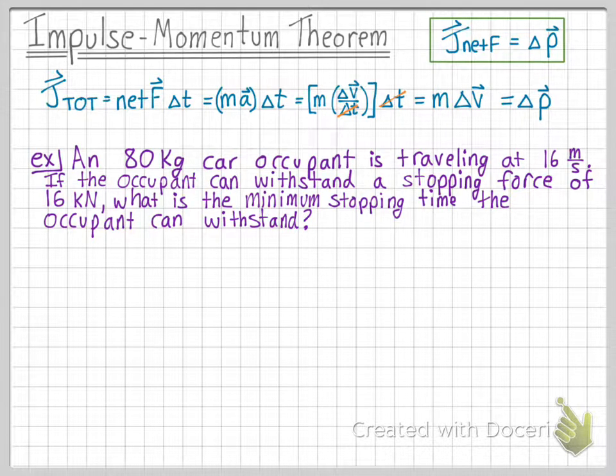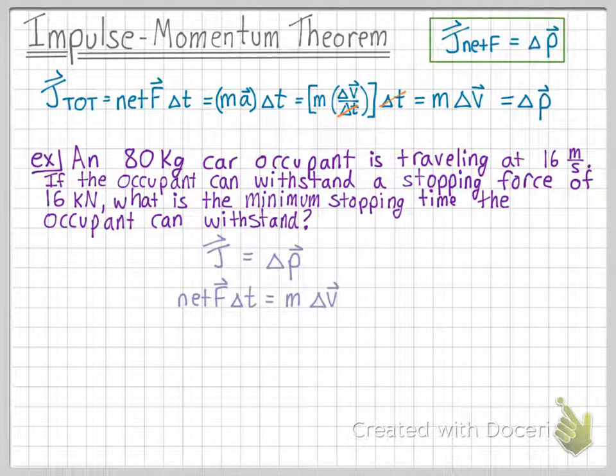Let's do an example. An 80-kilogram car occupant is traveling at 16 meters per second. If the occupant can withstand a stopping force of 16 kilonewtons, what is the minimum stopping time the occupant can withstand? So this is obviously probably an impulse momentum theorem. So this is our impulse momentum theorem.